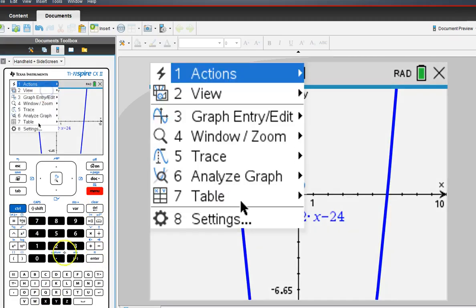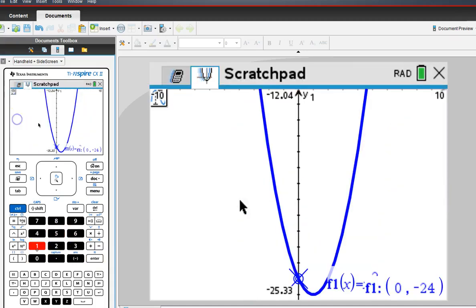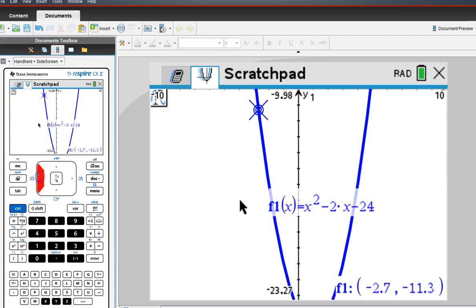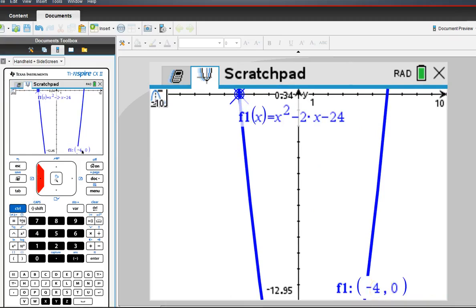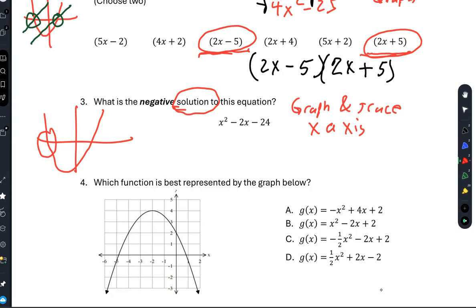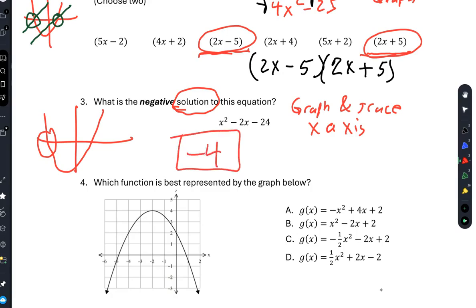So I'm going to do menu, graph trace 1. I'm here, and I need to go to the x-intercept on the negative side. I'm going to keep hitting the up button until I get there. The 0 is -4. So -4 is my negative solution. So go back to the paper. -4 is the negative solution, okay?